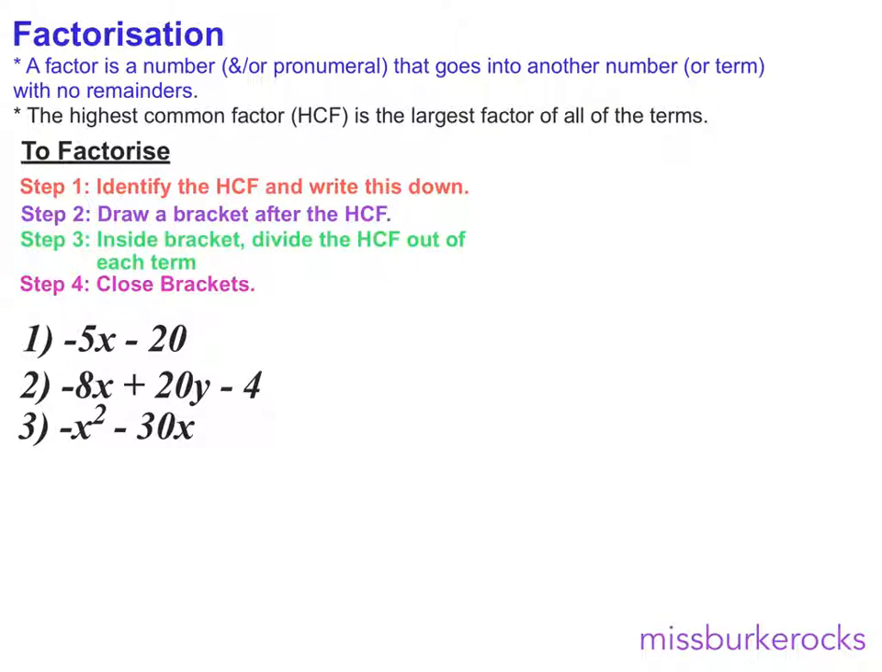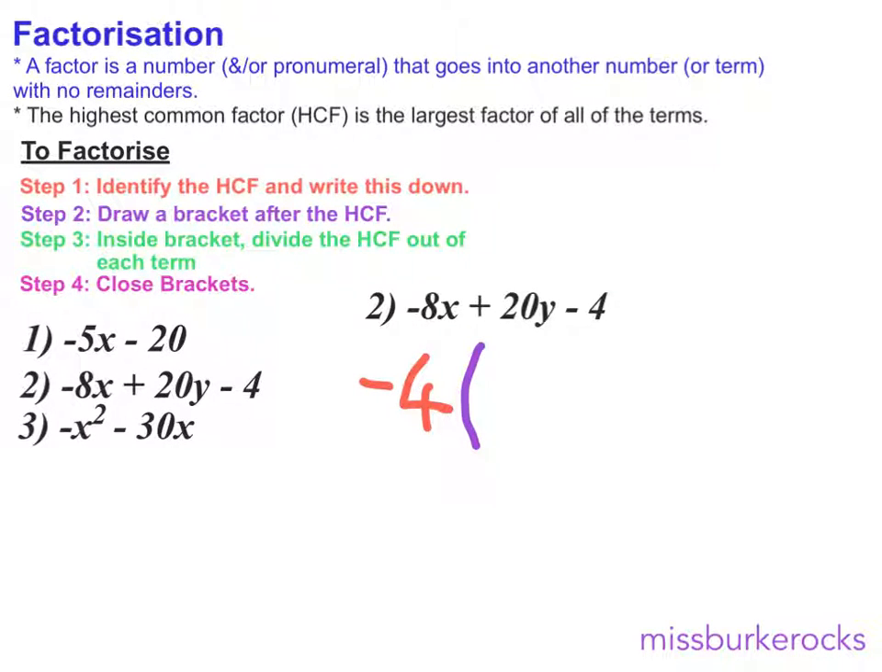So looking at example 2, we can see that we have negative 8x plus 20y take 4. We can see that there are more negative terms in there than there are positive, so we're going to have a negative highest common factor as well. Looking at all of them, what goes into negative 8x and positive 20y and negative 4 is going to be negative 4. So we write that down. Negative 4, there's no pronumerals that are in all terms, so therefore we draw our bracket.